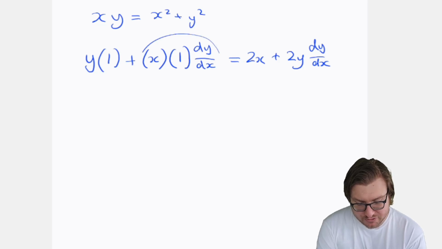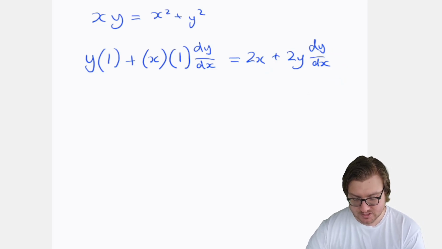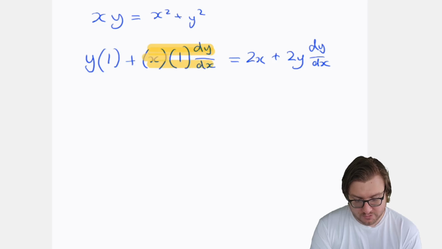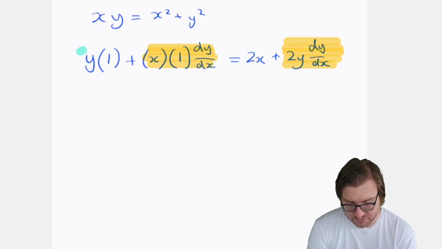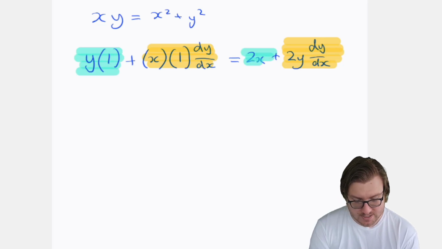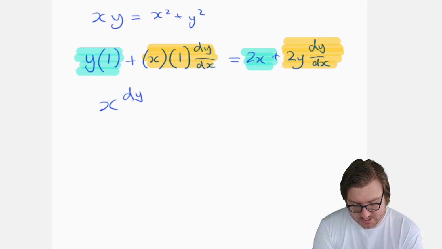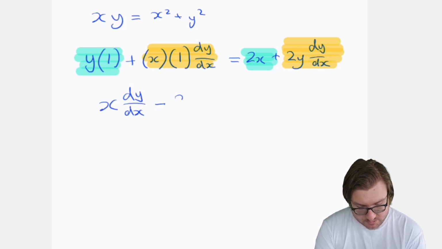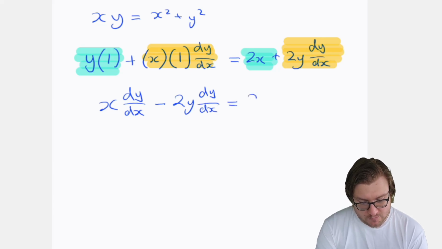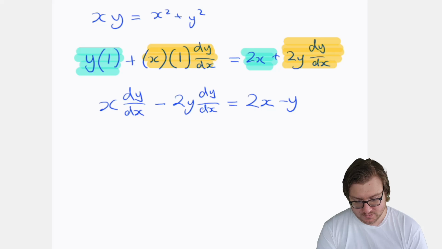First of all, we want everything that has a dy by dx on one side and everything else to the other. So here we have the terms with dy by dx, and here we have the terms that do not have dy by dx. Let's move them around. X times dy by dx can stay on this side, and we do minus 2y dy by dx. And now we leave 2x on this side, and we do minus y on the other side.